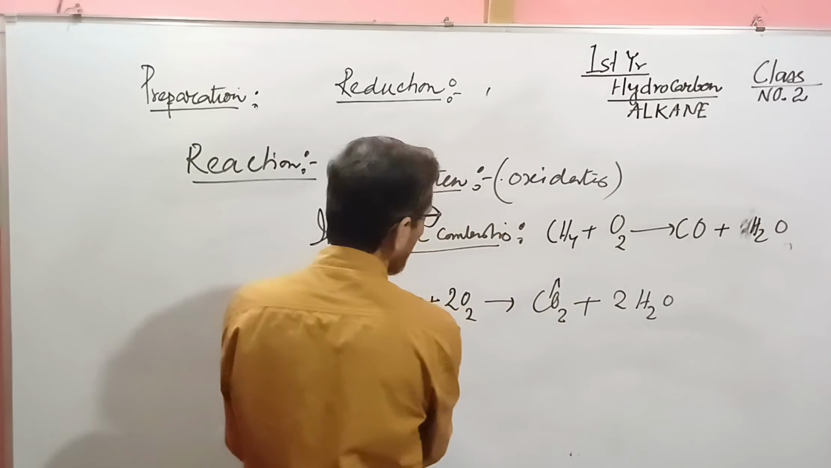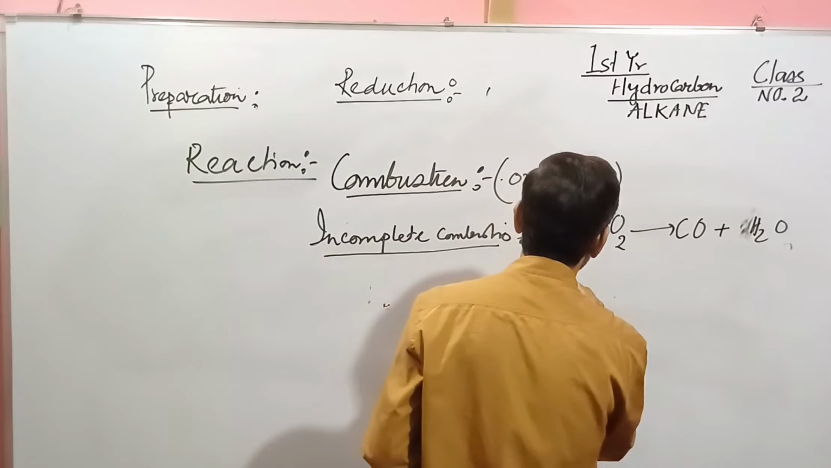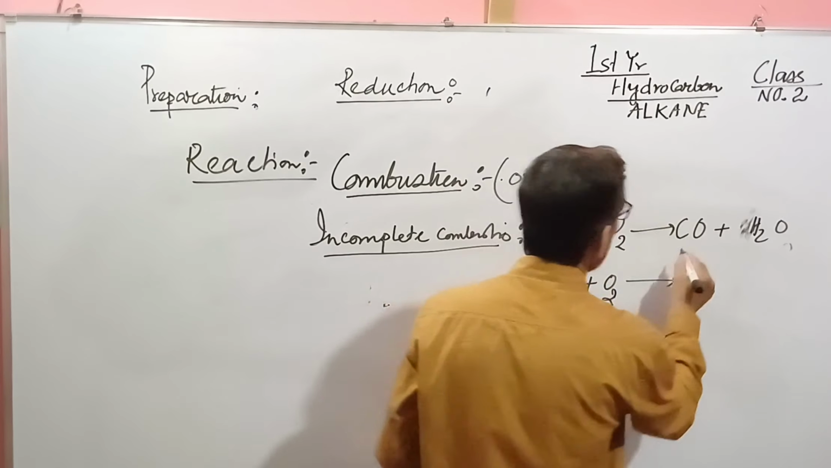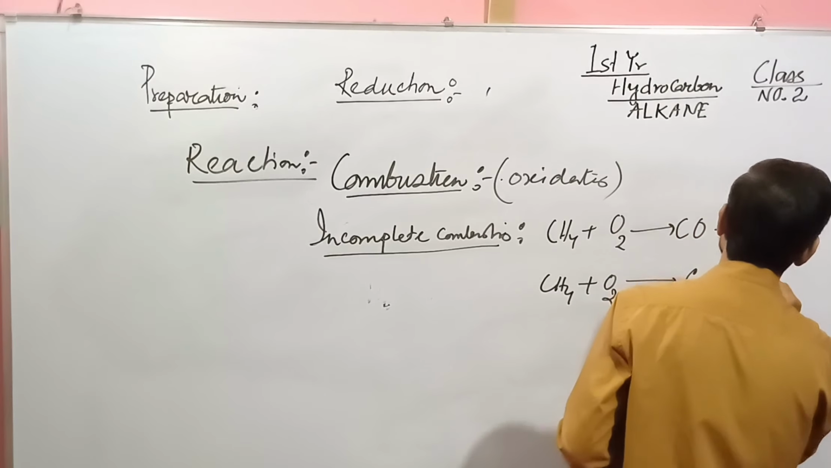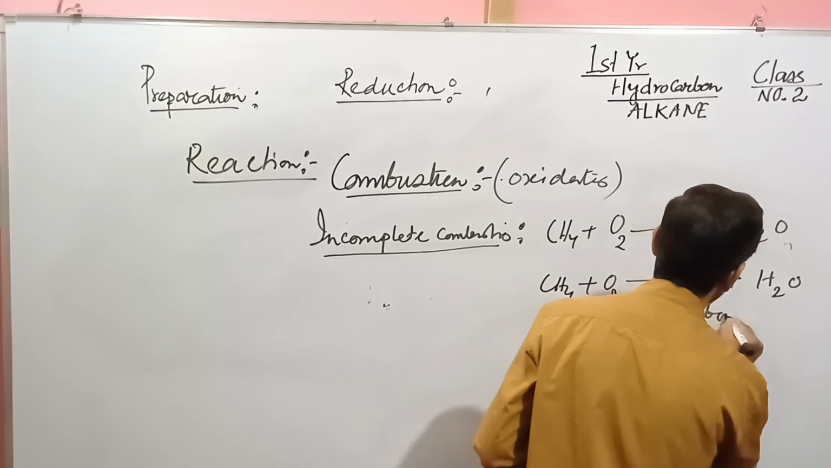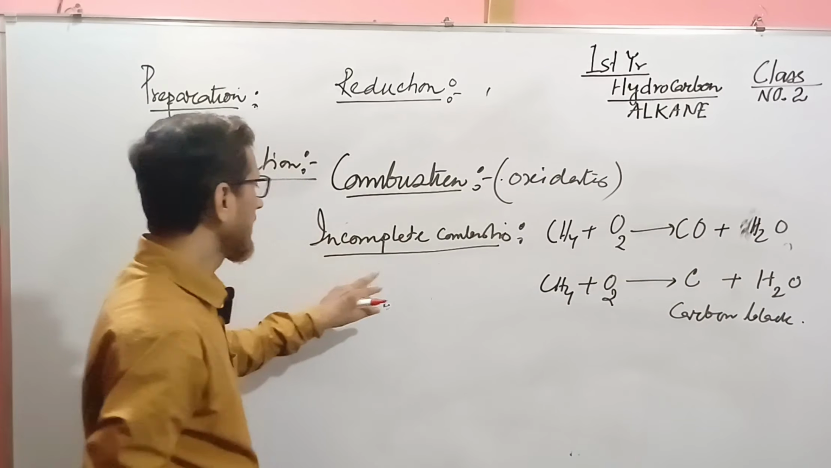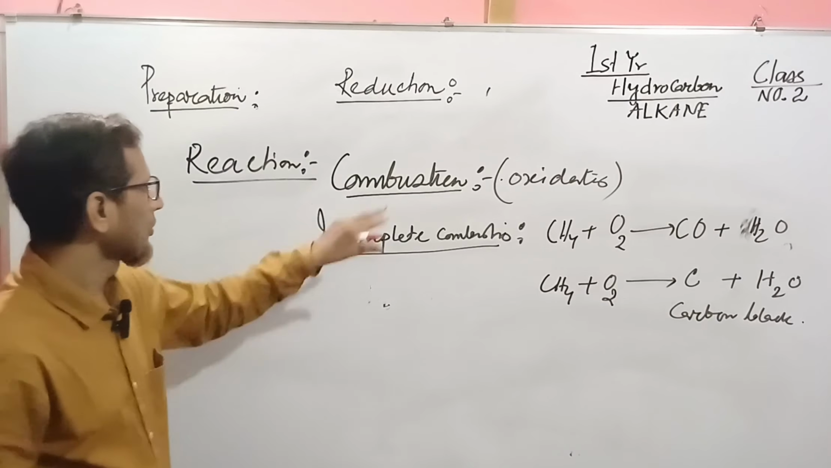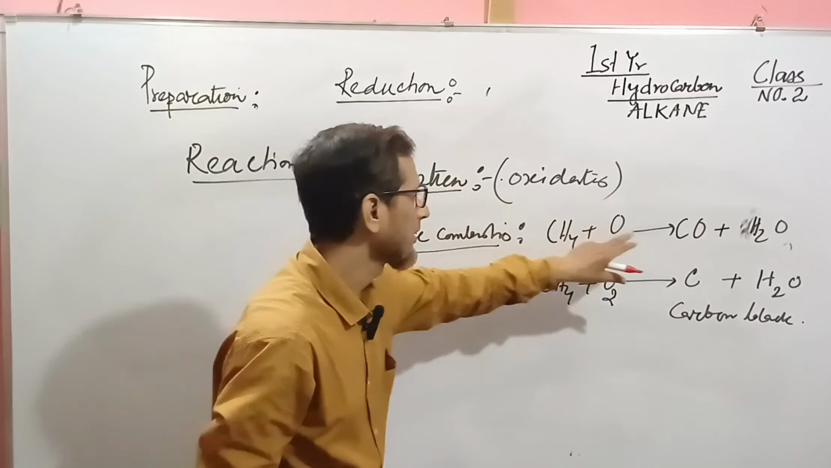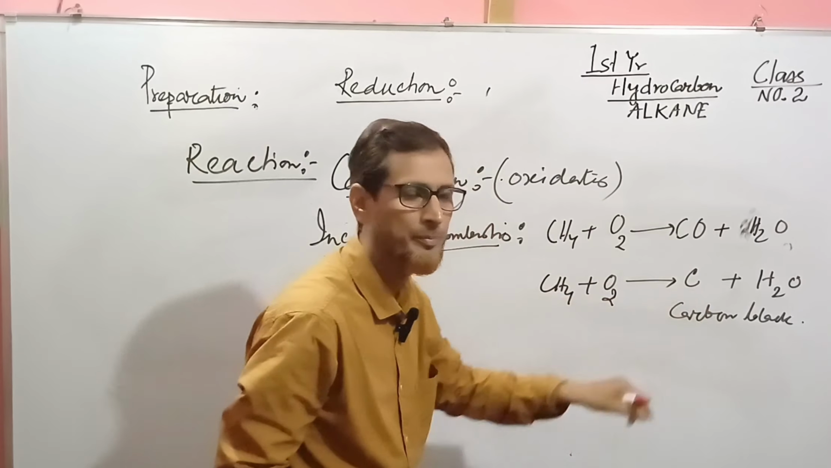Another incomplete combustion is that you remove another oxygen. This is called carbon black. So this is incomplete combustion. Complete combustion gives carbon dioxide. In incomplete combustion, you get one oxygen less, carbon monoxide. Again another oxygen less, carbon.